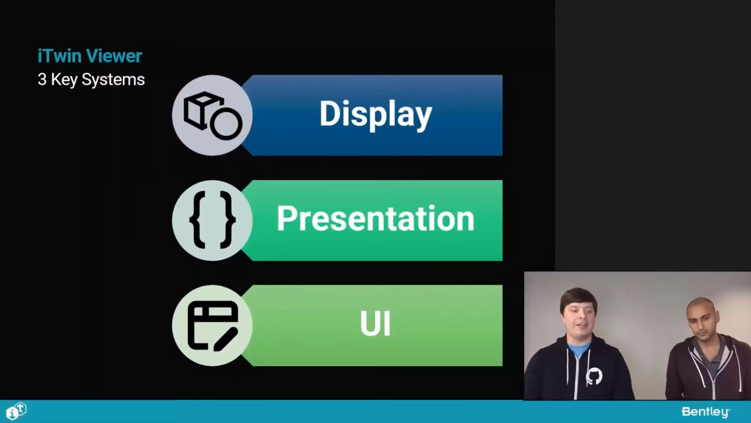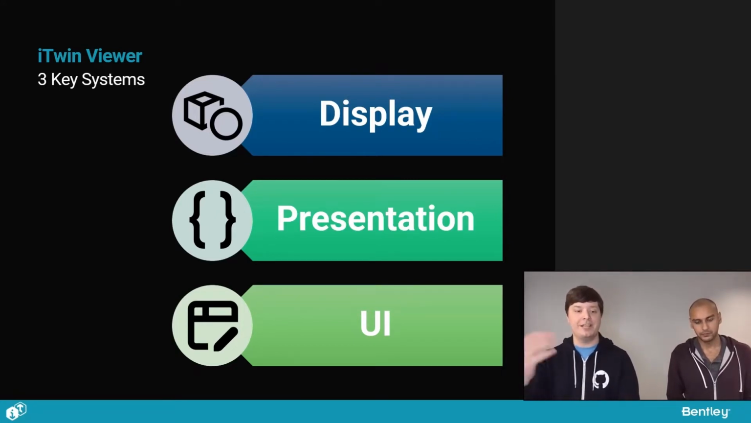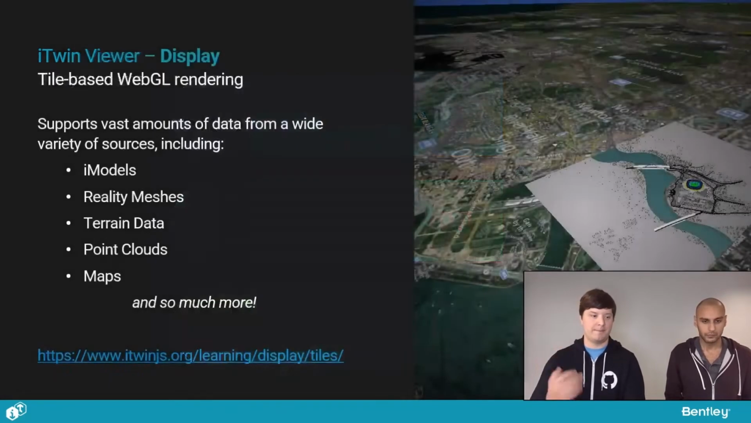I like to think of iTwin Viewer as being built up of a bunch of different systems. And three key systems that I want to emphasize in this talk are display, presentation, and UI. These are independent systems that come together in the iTwin Viewer to really build rich user experiences and really powerful digital twin applications. So we'll go one by one through each of these. And to start, let's start with display.